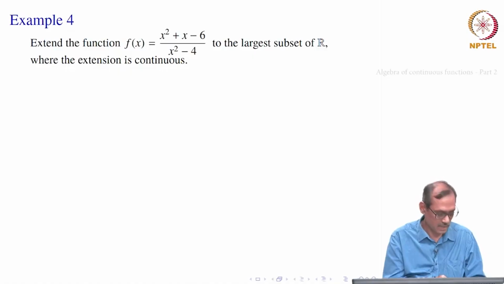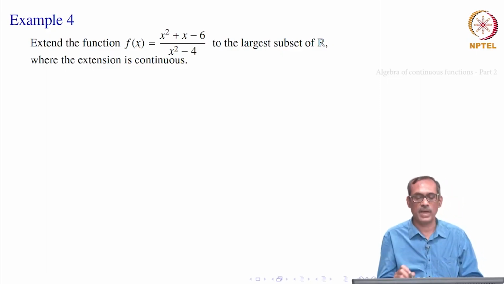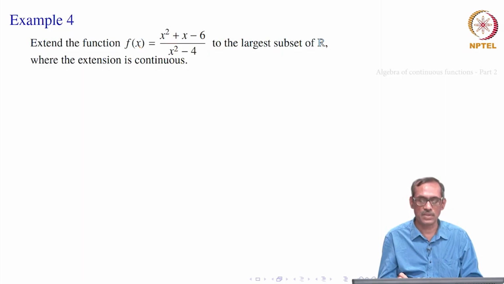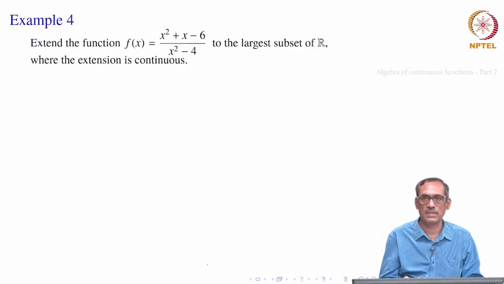So, let us take another example. Say we want to extend this function f of x equal to (x square plus x minus 6) divided by (x square minus 4). Why do we want to extend? It says you extend the function so that the extension is continuous. And where do you extend? The largest possible subset of R. So, it is something like find the domain of the extended one, which will be continuous.